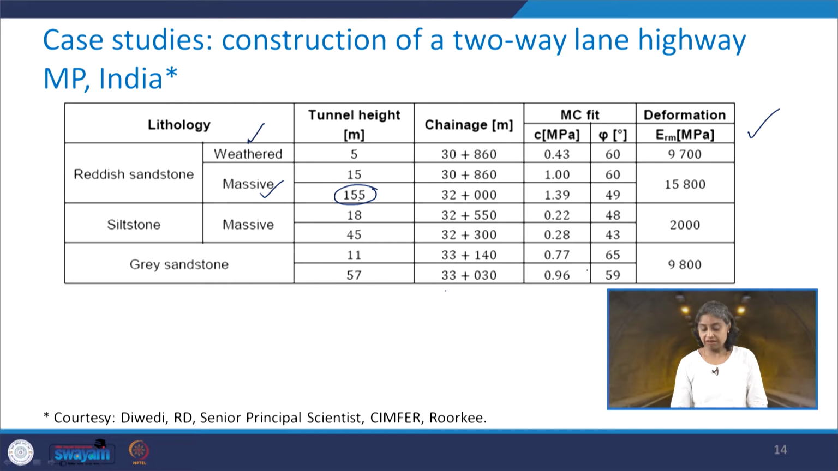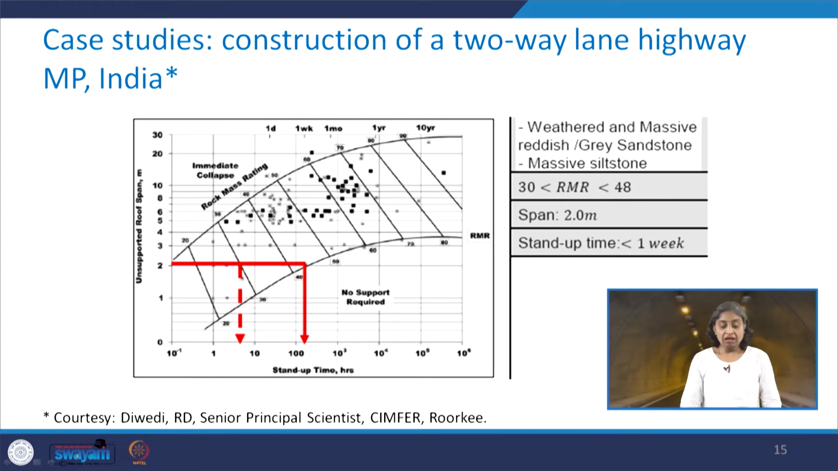When they found out the properties following the Mohr-Coulomb failure criterion, they obtained the shear strength parameters as C and phi like this, and then the modulus of deformation was also determined. Now, you know how to determine the modulus of deformation and maybe this C and phi. So, they had to decide about the support system based upon the stand up time and the unsupported roof span.